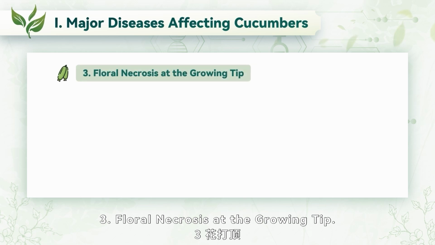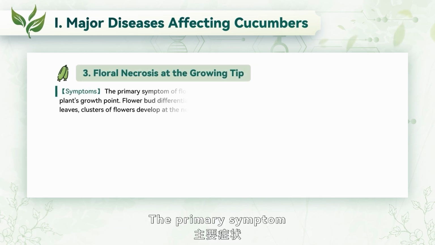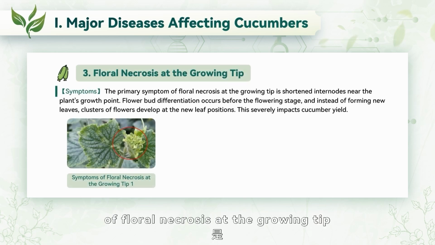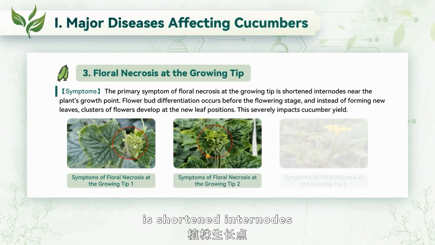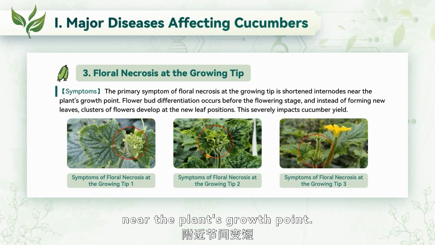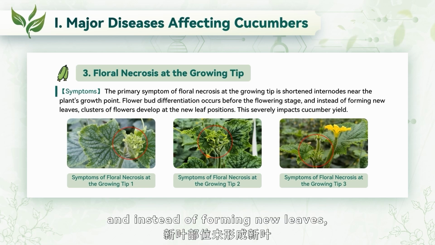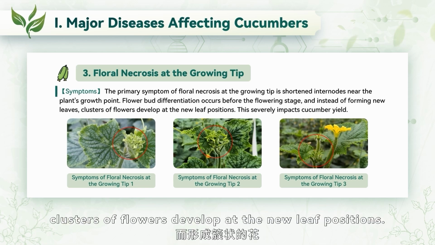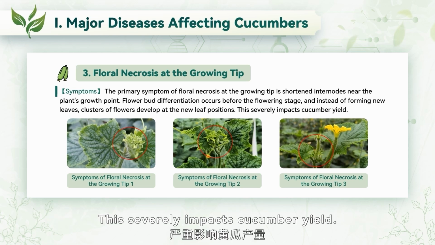3. Floral necrosis at the growing tip. The primary symptom of floral necrosis at the growing tip is shortened internodes near the plant's growth point. Flower bud differentiation occurs before the flowering stage, and instead of forming new leaves, clusters of flowers develop at the new leaf positions. This severely impacts cucumber yield.